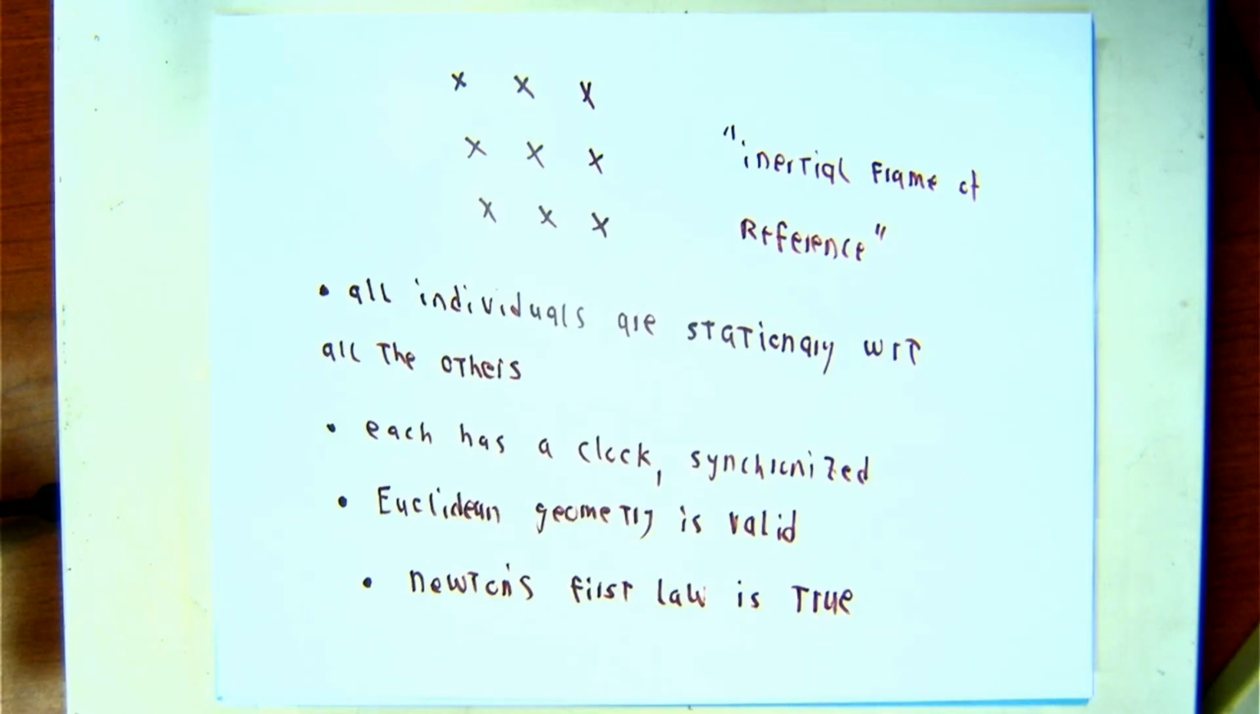If you have a group of people reasonably close together on or near the surface of the Earth, then this is approximately an inertial frame of reference. Although, as we'll see later, it's only approximately so. If you have an airplane full of people who are stationary with respect to each other, have synchronized clocks, if Euclidean geometry is valid inside the airplane and Newton's first law is true, that would also constitute an inertial frame, at least to a very high degree of approximation.